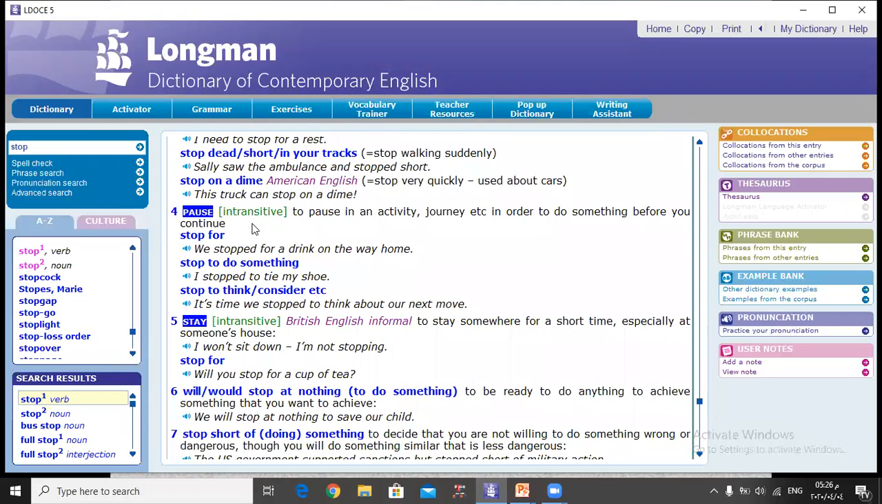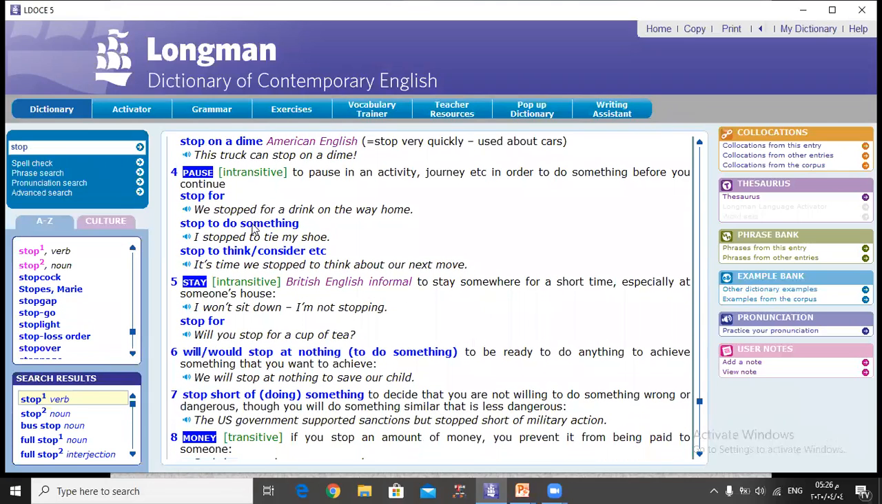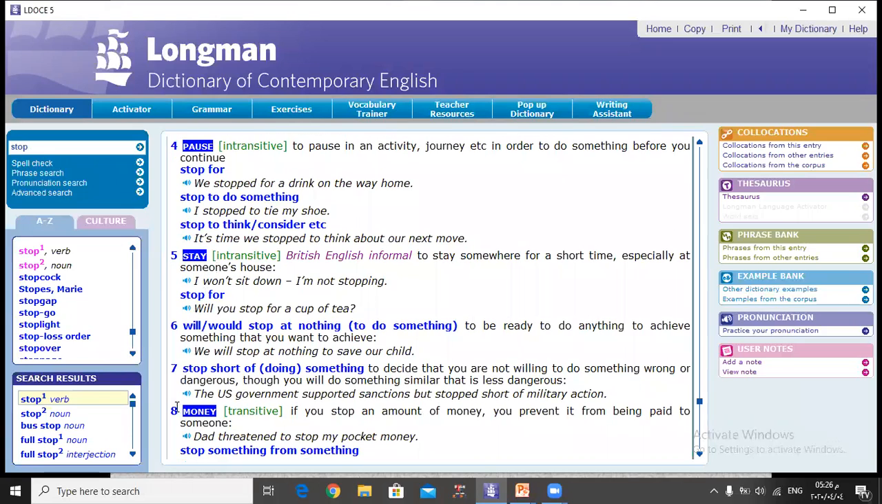So if we search, also going down here, we found this expression as it is said in the definition. Stop short of doing something means what? To decide that you are not willing to do something wrong or dangerous. So it doesn't mean that someone's short and then stops. No, it means to stop or to decide not to do something because you feel that this thing is wrong or dangerous.